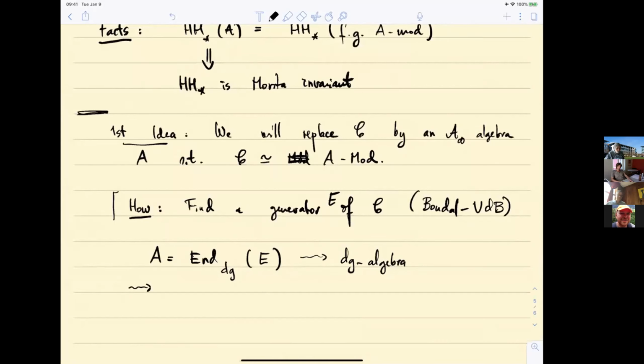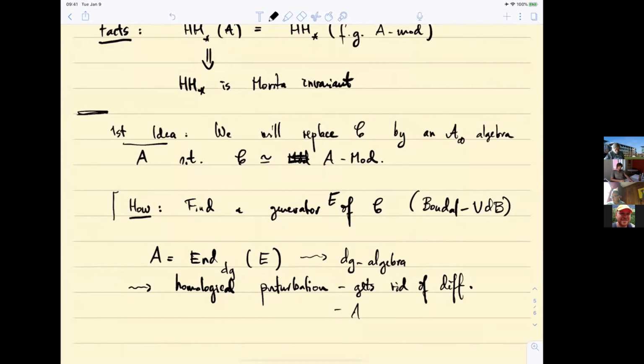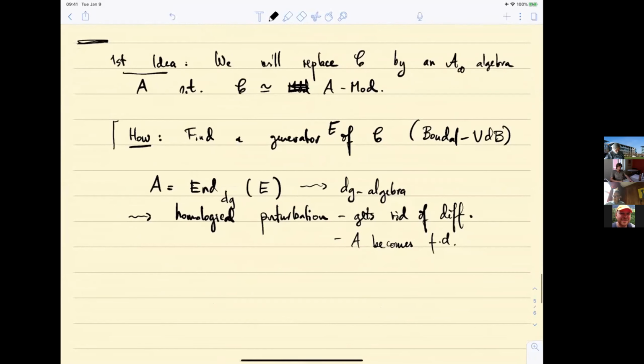Then we do a second process, which again, I'm not going to talk about. It's outside of the scope of these lectures, but you do something called homological perturbation, which gets rid of the differential, makes the algebra finite dimensional. It is now the Ext algebra of E, but produces higher multiplications.